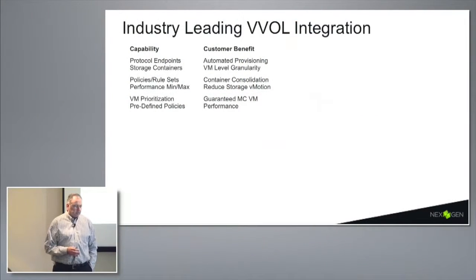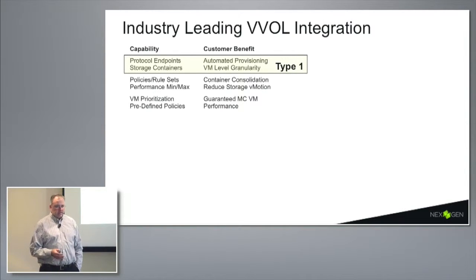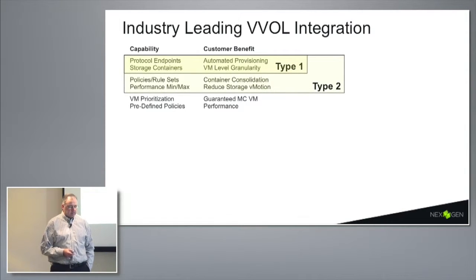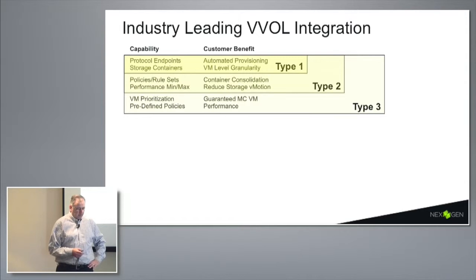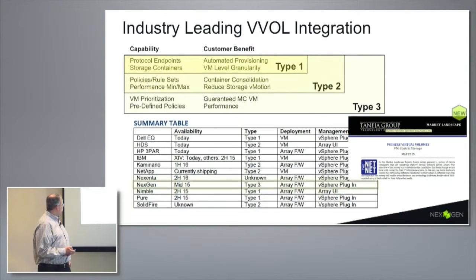All right, so let's talk a little bit about our virtual volumes integration, and there's a number of different capabilities that are enabled by virtual volumes. Some of the more basic ones around protocol endpoints and storage containers that help with provisioning and VM level granularity, and then there's other capabilities around policies and rule sets, performance mins and maxes. So doing some basic quality of service management, and then we see VM prioritization and predefined policies. So there's some different types that are defined.